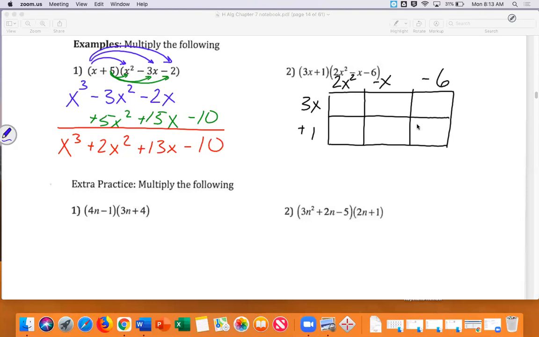Here, I'm going to do 3x times 2x squared, that's 6x cubed. 3x times negative x is negative 3x squared. 3x times negative 6 is negative 18x. 1 times 2x squared is 2x squared. 1 times negative x is negative 1x. And 1 times negative 6 is negative 6. All right.